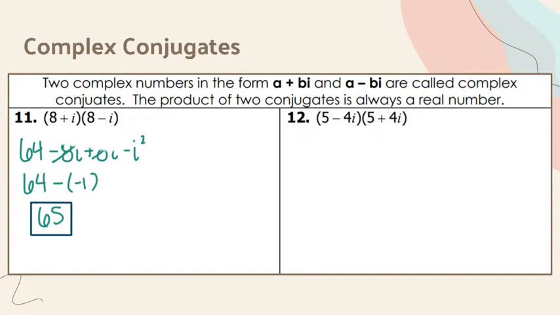So again, for number 12, we have a 5 and a 5, a 4i and a 4i, one negative, one positive. Those are complex conjugates. Let's multiply them together and see what happens.